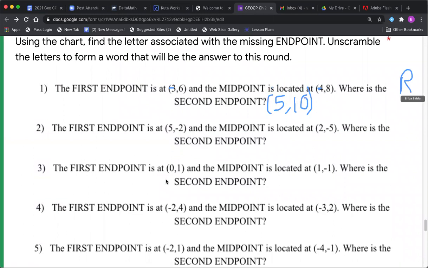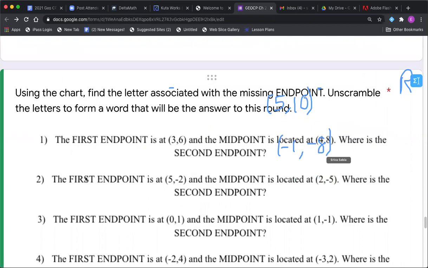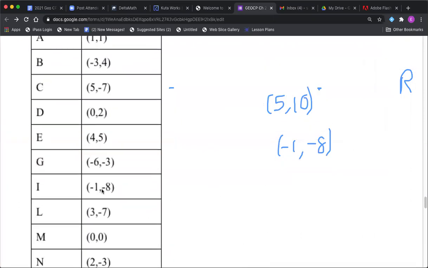And then the second one, let's see, I went from 5 to 2. So I subtracted 3. I'm going to subtract 3 again. So that's going to get me to -1. And then I went from -2 to -5. I subtracted 3 for that also. So -5 minus another 3, -8. So let's just see who's at (-1, -8). Oh, I just saw it. I.